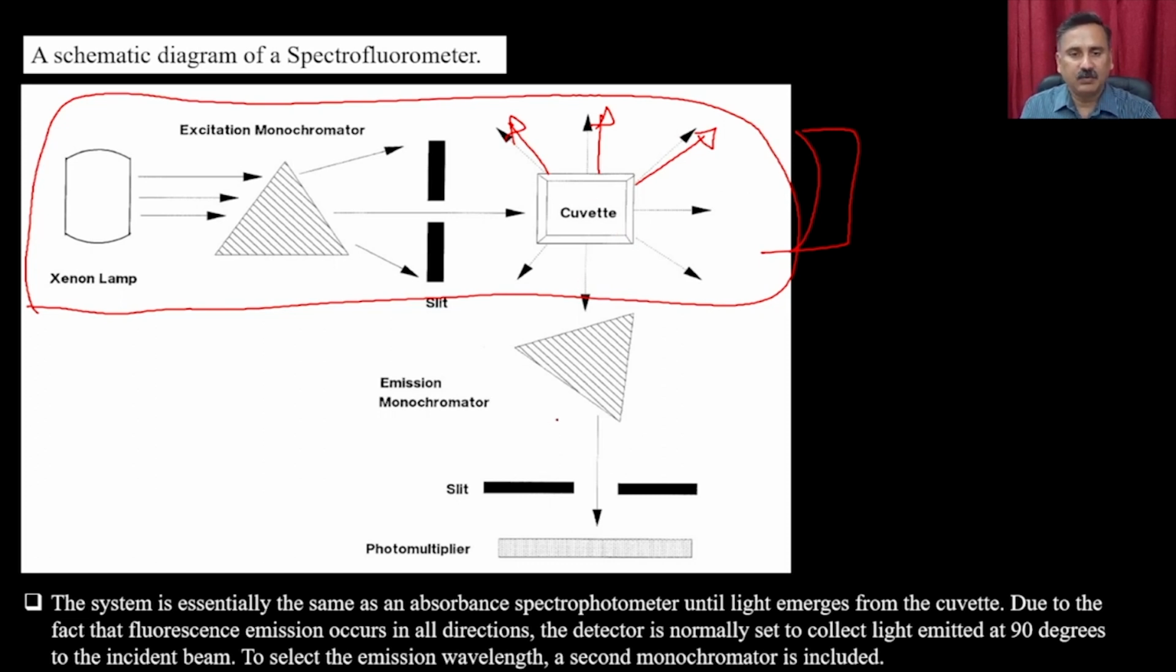But in this case what you're going to do is put another monochromator, so that you can select the wavelength that you are going to see, and then you're going to have a slit, and then a detector. Okay. So what you are basically doing is detecting the wavelength of the light. This is going to be lambda 1, this is going to be lambda 2, and at a specific lambda 2 you are going to see whether that light is coming out from the sample or not.